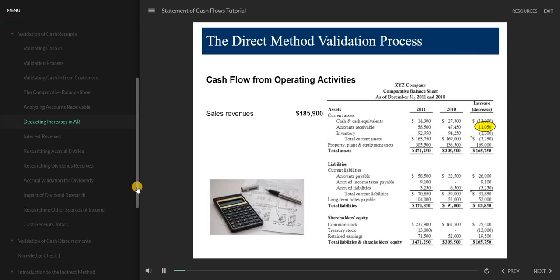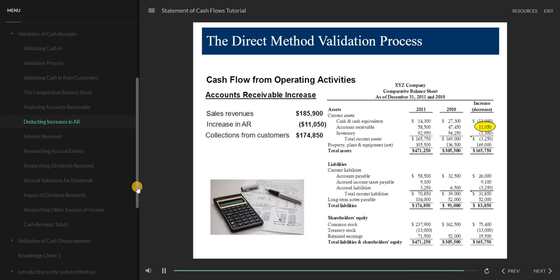In other words, $11,050 of our sales is represented by an additional extension of credit to our customers, which effectively means they still owe us the $11,050. Since our sales revenue figure reflects total sales, we'll need to subtract out the portion of sales which were not yet paid for in cash. In this case, we've determined that amount is reflected in our increase in accounts receivable of $11,050. After we deduct this amount from the sales, our net collections from customers should be $174,850.